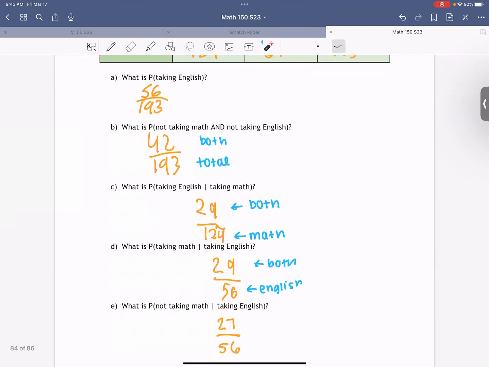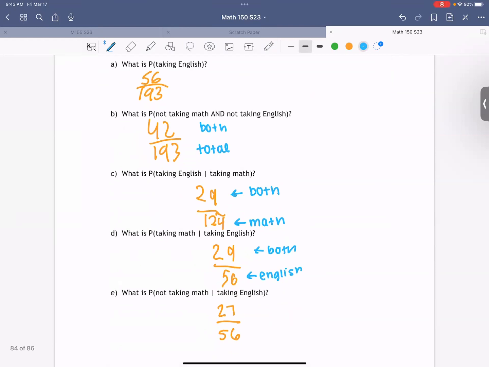All right, part E was, I want to find the probability that we're not taking math, given that we're also taking English. Michael, you want to take us through this one? Yeah, so I just looked at where it's saying that you're not taking math, and where you're not taking English, and the total people taking English is 56. Awesome. So looks like we have a both over total. Oh, sorry, total English, right? We have that situation going on.